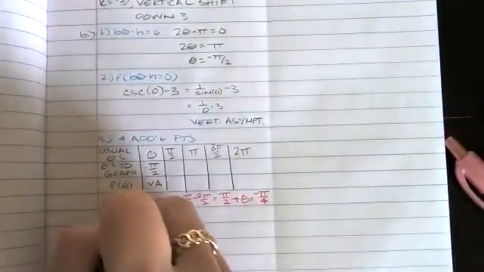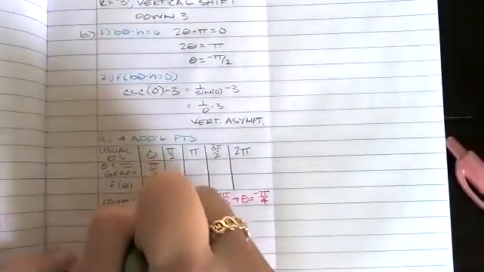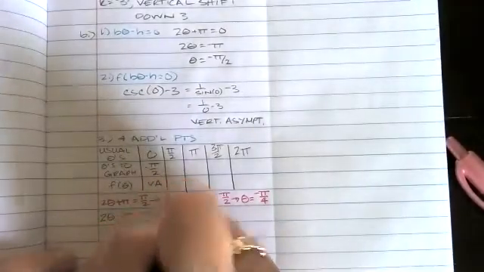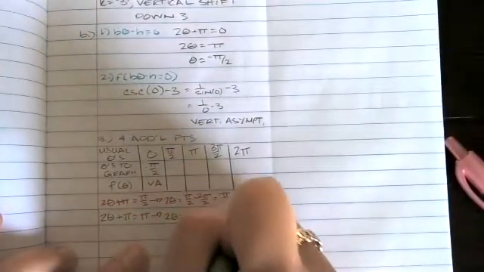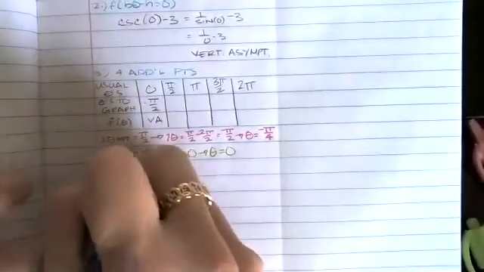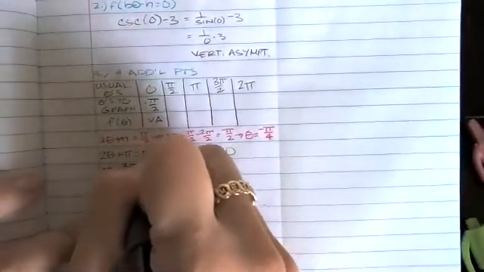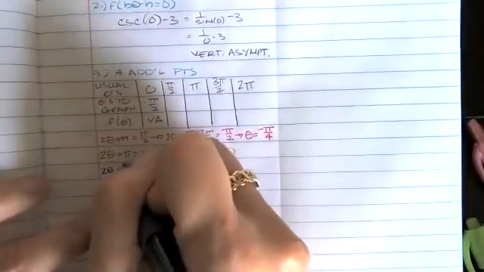Okay, so the next one is 2 theta plus pi equals pi. So when we subtract that, we've got 2 theta equals 0 and theta equals 0. So next up, 2 theta plus... I'm just kidding. That's not right. That's pi. Scribble all that out. Equals 3 pi over 2.